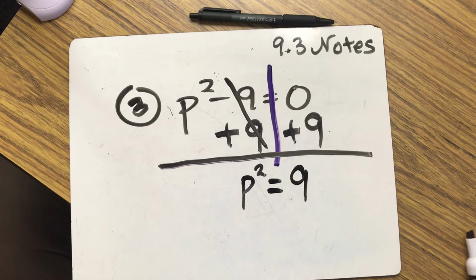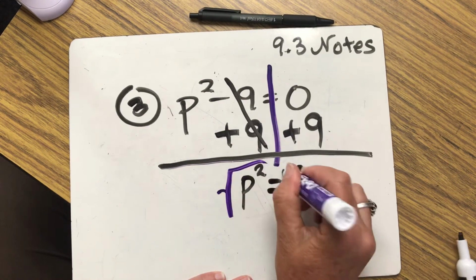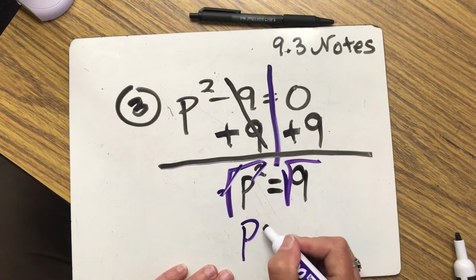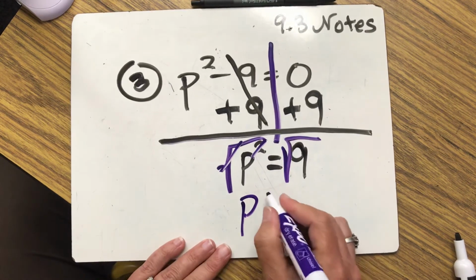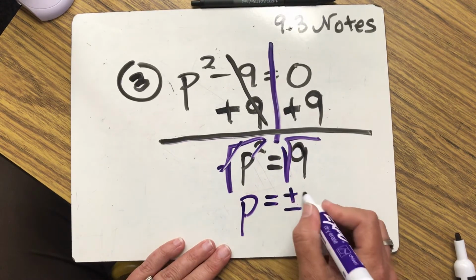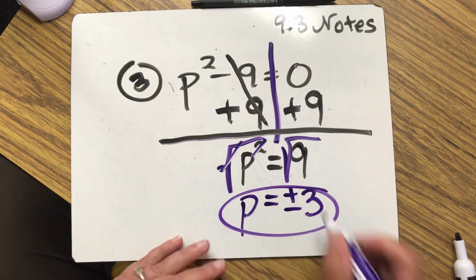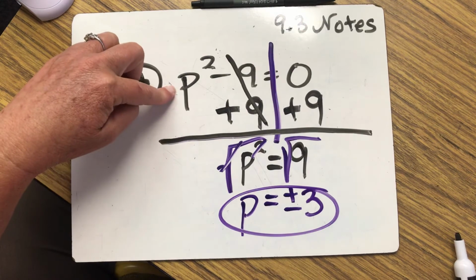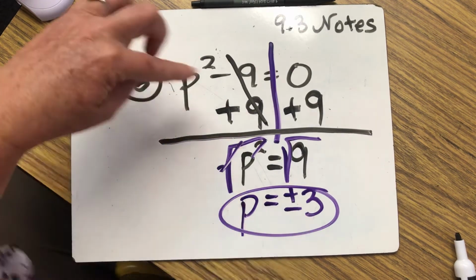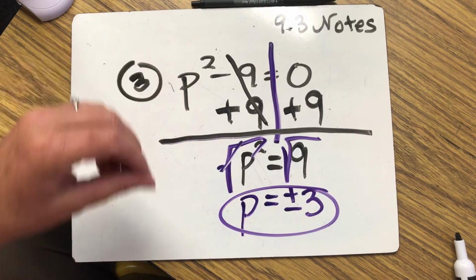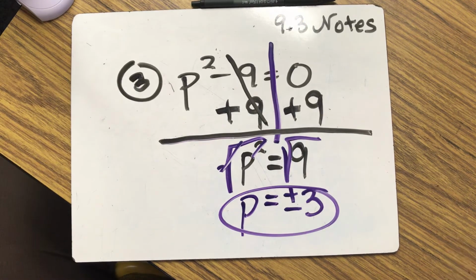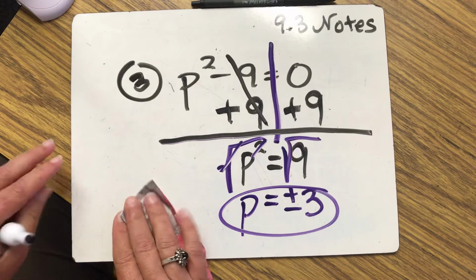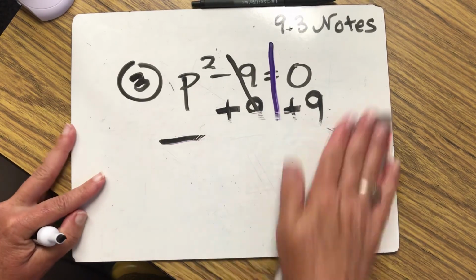Now we're not done. We have p equals plus or minus 3. That's our final answer. And I could put 3 back into the original and it would work. I could put negative 3 back into the original and it would also work. So questions 1 and 2 and 3 done. Let's go to question number 4.